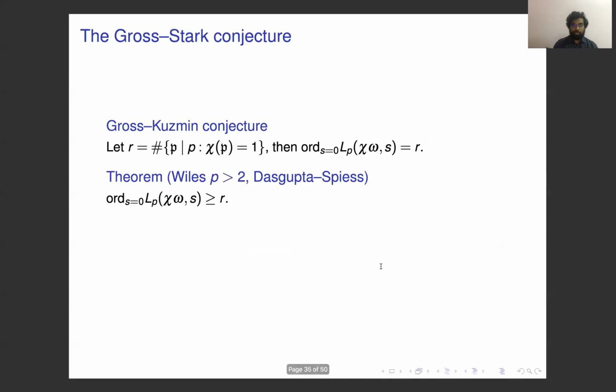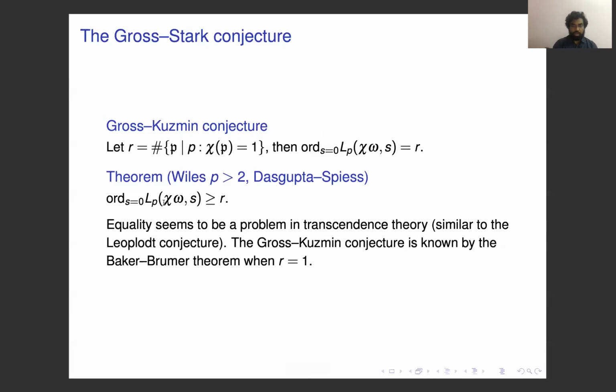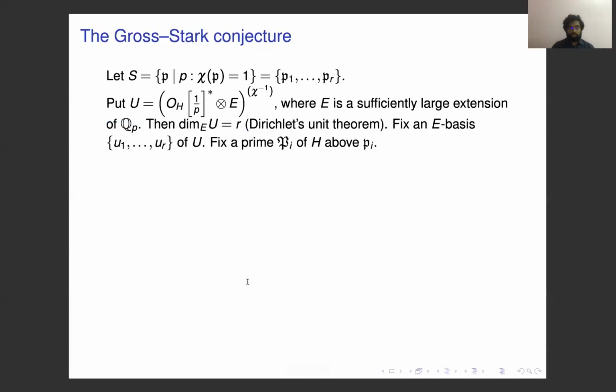Coming back to our Gross-Stark conjecture, now we know that the order of vanishing is at least r. We know that the first r minus 1 derivatives are 0, and the first possible non-zero derivative is the rth derivative. The Gross-Stark conjecture gives a formula for the rth derivative in terms of the Gross regulator that I'm going to define now. I give my set a name. This is S, and I enumerate it p_1 to p_r.